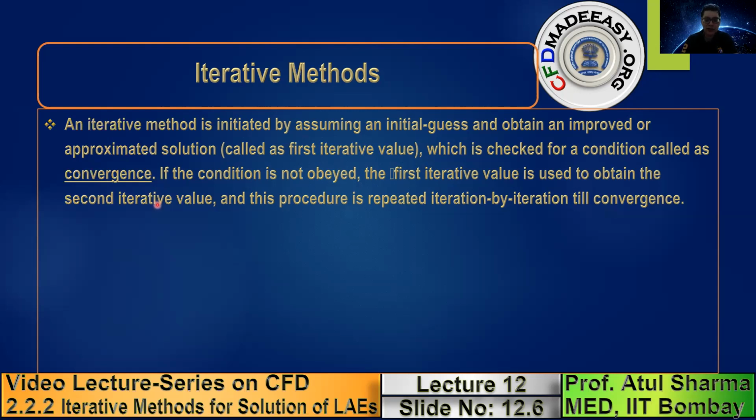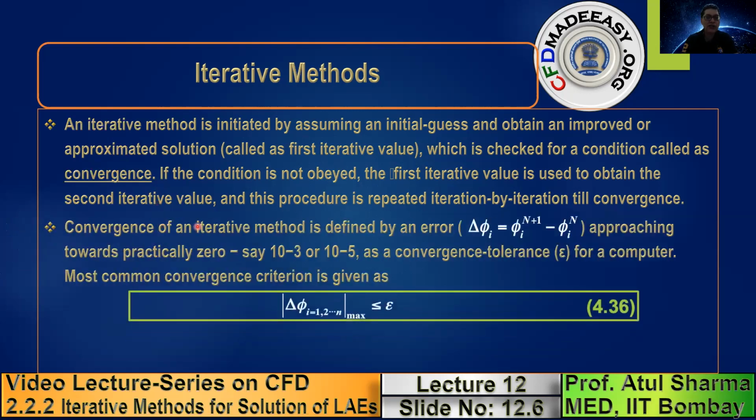Now I'll present what convergence is. Convergence of any iterative method is defined by an error. So there are two things involved in convergence. One is error and second is tolerance. This error is represented by delta phi, where phi is an unknown. So we take the difference of the values, where the superscript n corresponds to the old iterative value and n plus 1 is the new iterative value. So let us suppose we have 10 linear algebraic equations with 10 unknowns. So i is varying from 1 to 10.